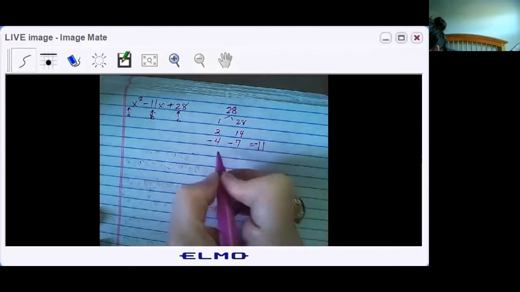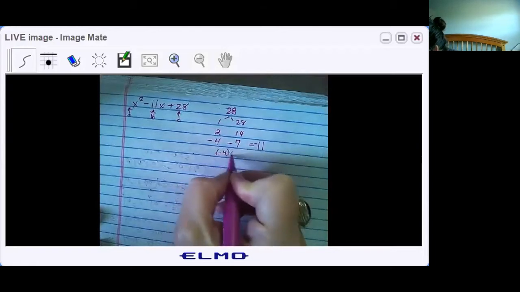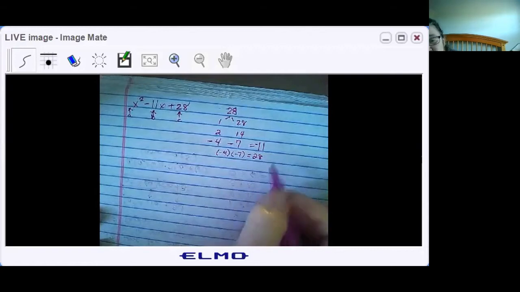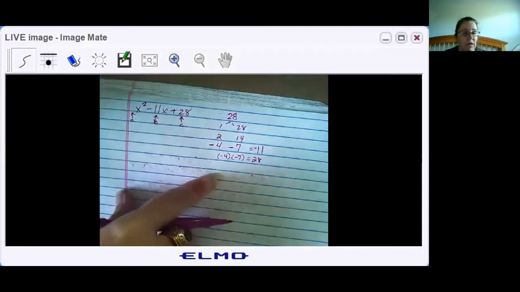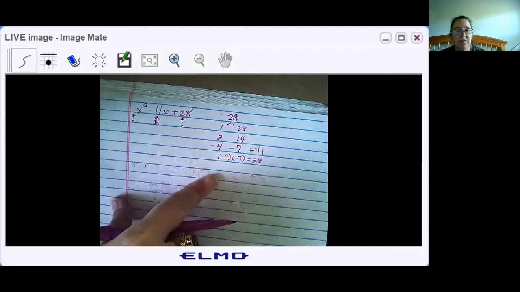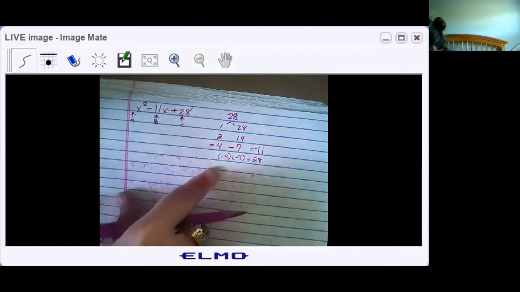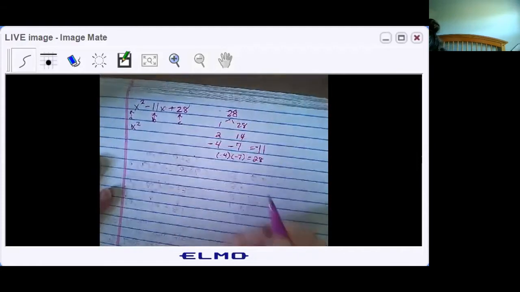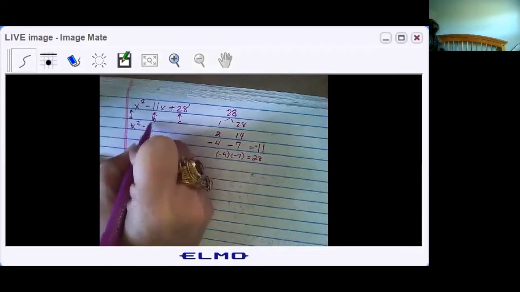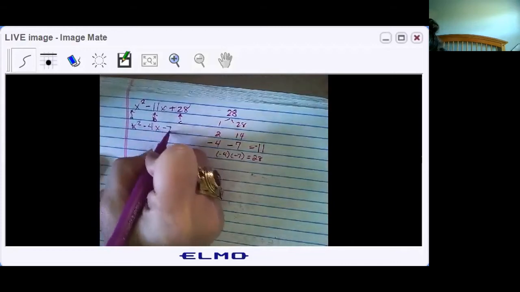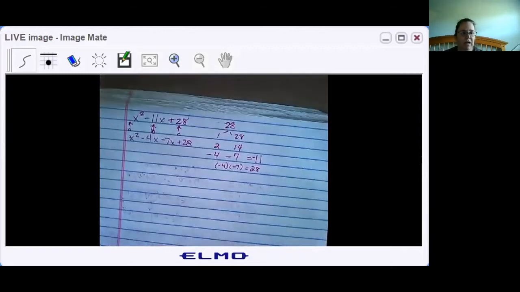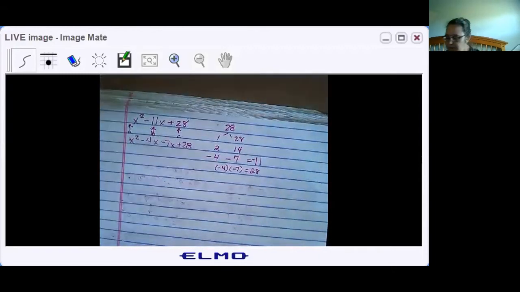And then let's look at this. Negative 4 times negative 7 is positive 28. Does that give me the two pieces I want? It does. So now let's take that and put that in our problem and see what happens. So I've got x squared minus 4x minus 7x plus 28. Okay, I split my b into its two pieces.